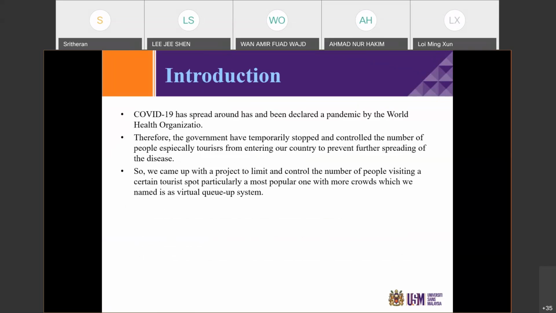Next, a brief introduction. Ever since COVID-19 was declared a pandemic by the World Health Organization, governments of all countries have been taking strict measures to overcome this by limiting people entering a place and also implementing the wearing of masks to prevent further spreading of the disease. In our country, tourist attraction is a major contributor to our economy, so this reduction of tourists entering our country endangers our country economically. So we came up with a project to limit and control the number of tourists visiting a certain tourist spot, particularly a most popular one with more crowds, which we name the virtual queue-up system.